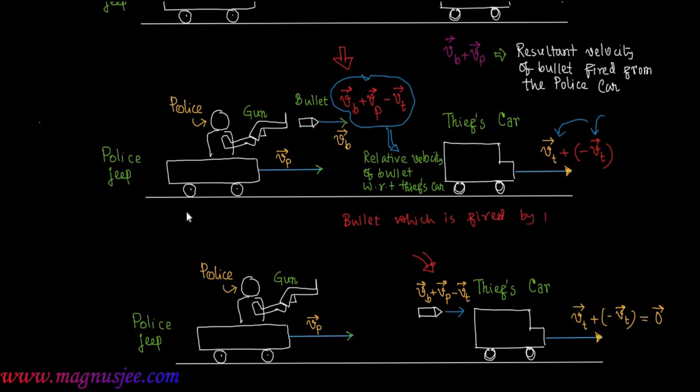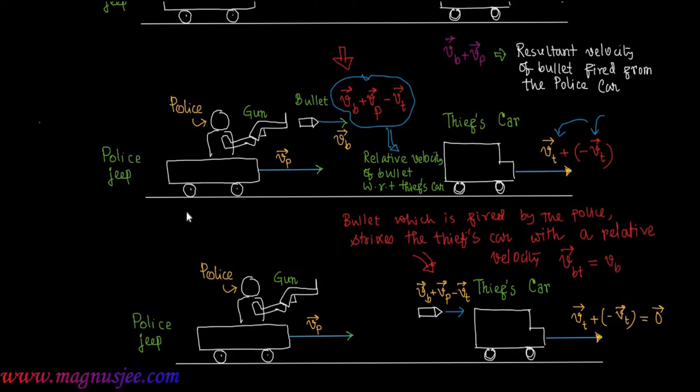Now this is the bullet which is fired by the policeman. It strikes the thief's car with a relative velocity vector VBT, which is equal to vector VB plus vector VP minus vector VT.